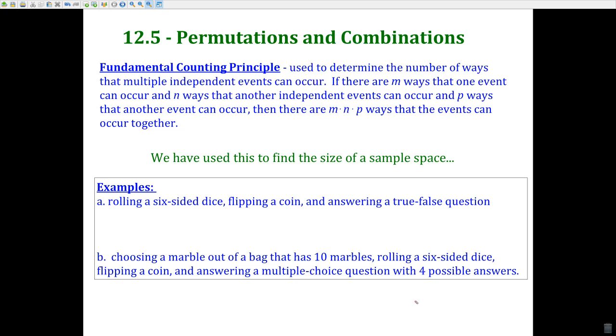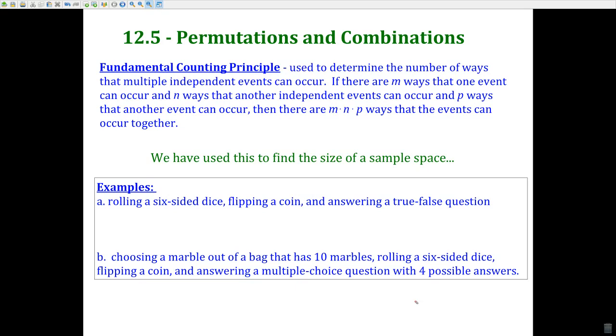Alrighty, welcome back. This is our last section that we are covering. Last lesson of the year. Yay! Permutations, combinations, 12.5. If you are taking a future probability class, you will run into these statements again. Definitely stay tuned for what this section brings.